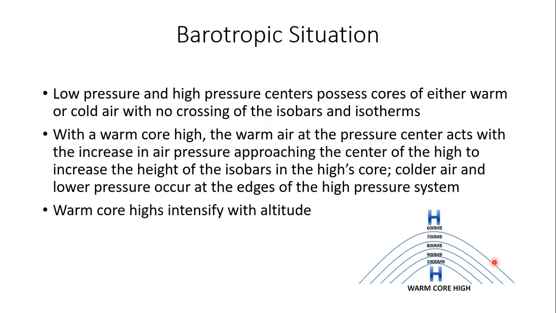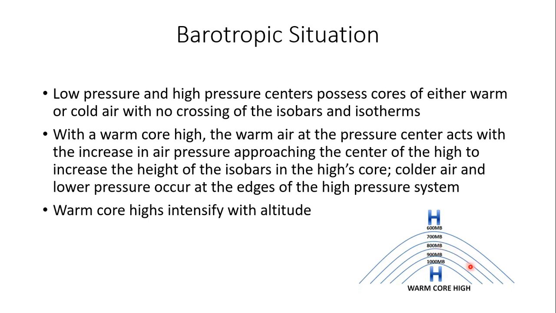Now, the first barotropic system I'm going to introduce you to is called a warm core high. And with a warm core high, anytime I mention the words warm core, I want you to think that the warmest temperatures are at the center of this pressure system. So with a warm core high, the warmest air is at the center, and there is increased air pressure approaching the center of the high to increase the isobars, or these upper level isoheights in the high's core. Colder air and lower pressure occur at the edges of this warm core high pressure system.